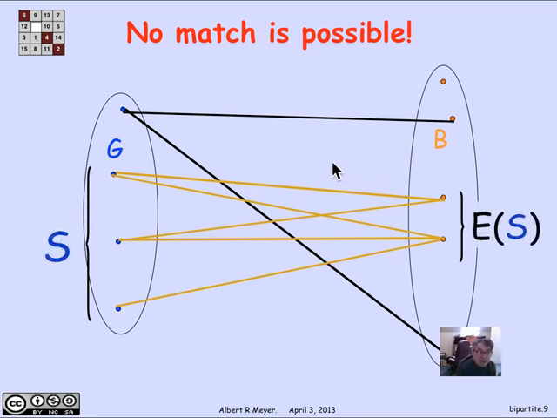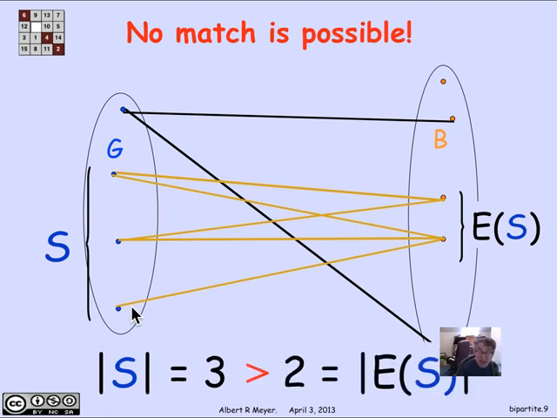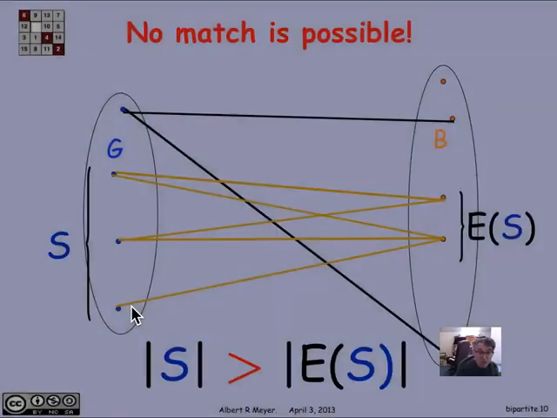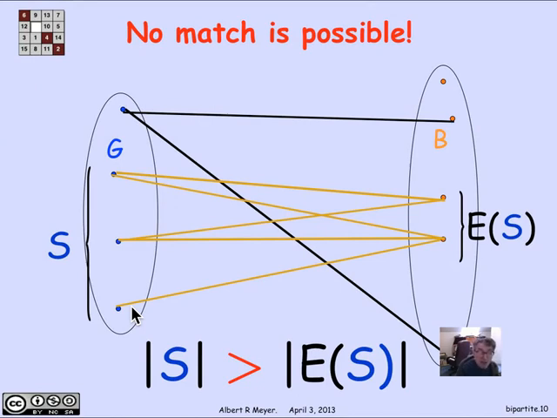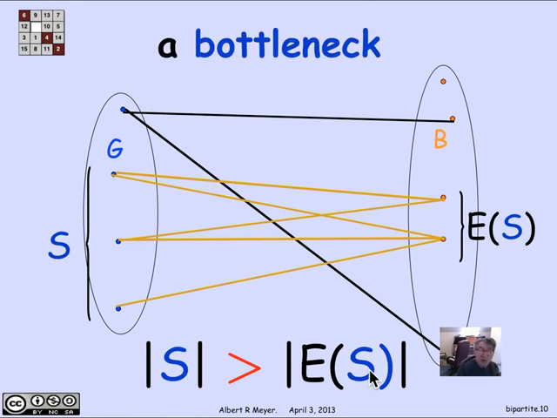More generally, if you have a set S of girls on the left, and you look at the image of S under the edge relation, that is E of S, which is collectively the set of all of the boys that are compatible with one or more of the girls in S, then we previously had an example where the size of S was 3 and the size of E of S was 2. Because 3 was greater than 2, because S was greater than E of S, we were bottlenecked and we couldn't possibly find a match. More generally, the definition of a bottleneck is that if you have a set where the size of S is greater than the size of the image of S, then that's called a bottleneck.